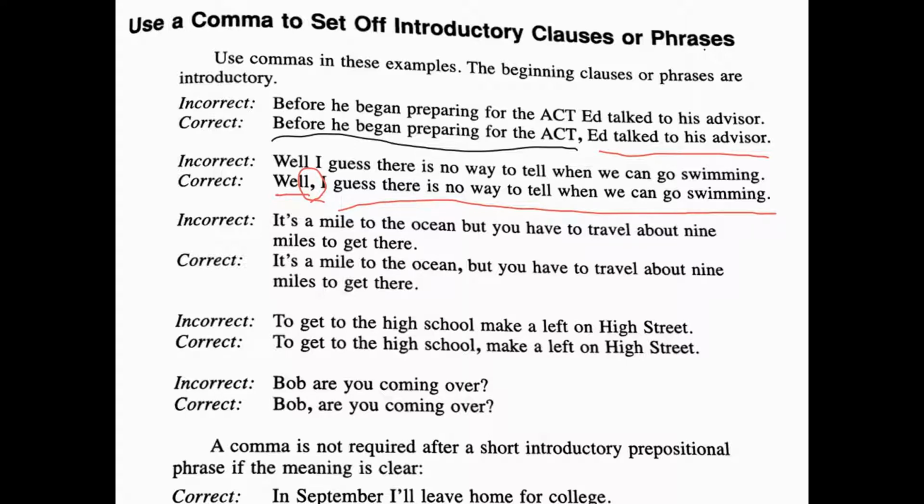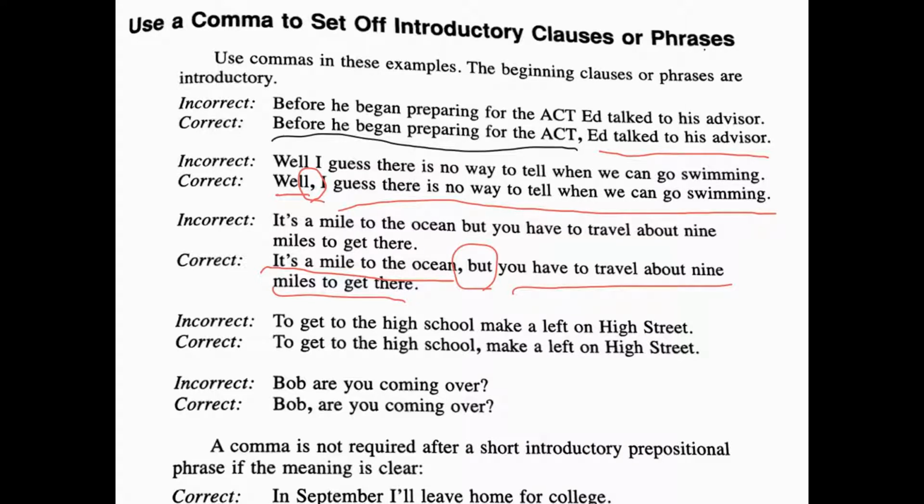Now, comma conjunctions. When you have two independent clauses, two, and you need to connect them, you use a comma conjunction. Take a look. It's a mile to the ocean. Is that a sentence by itself? You're darn straight it is. You have to travel about 9 miles to get there. Can that stand by itself? Yes. So you use a comma conjunction, right?